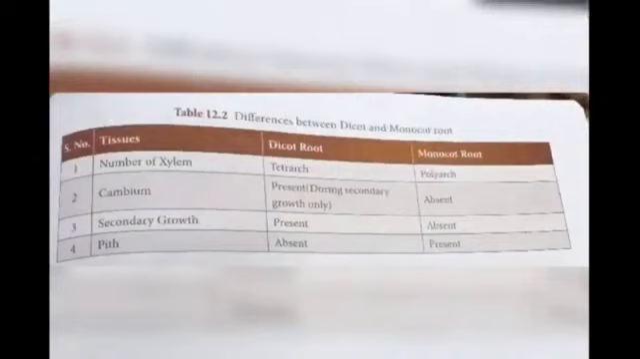Second, monocot roots don't have cambium in them. As a result, they don't have secondary growth. And the fourth difference is that pith is absent in dicot root because it is occupied by metaxylem, and pith is present in the monocot root.